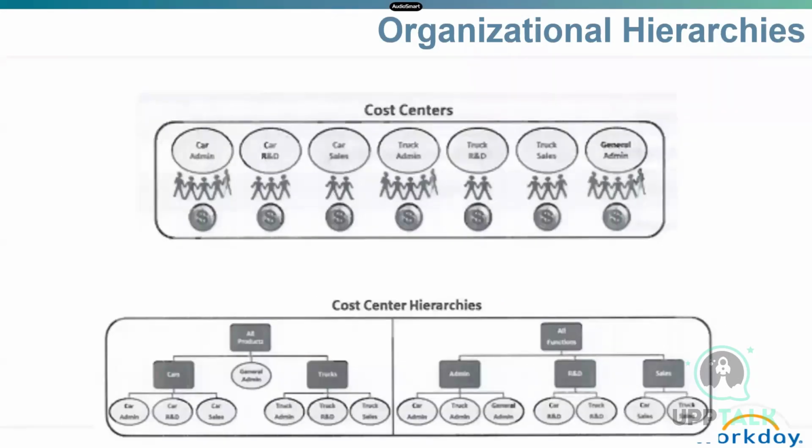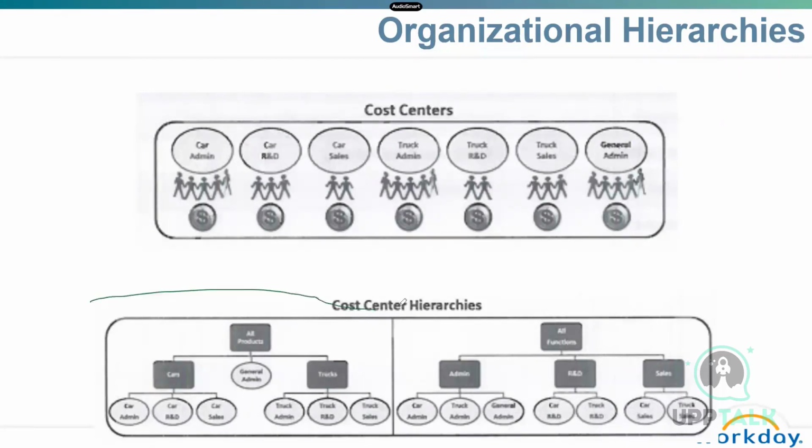An example of an organizational hierarchy: say you have seven cost centers, and the names of the cost centers that we see here are car admin, car R&D, car sales, truck admin, truck R&D, truck sales, and then general admin. Depending on the type and setup of your organizations, you can have multiple types of hierarchies depending on the need or the policies of your organization.